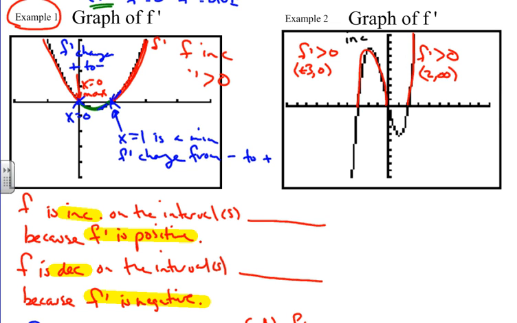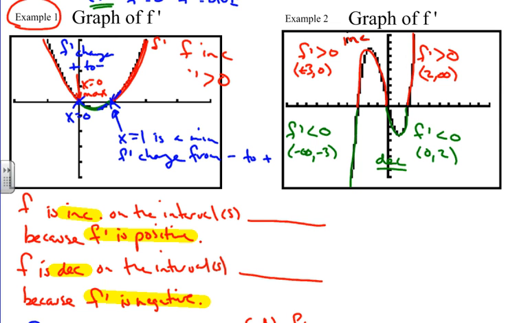Where do we see it's negative? It appears to be negative in this interval. F prime is less than 0 from negative infinity to negative 3. It is negative on this interval. F prime is less than 0 as well on this interval, which is from 0 to 2. So we identify where we have increasing and decreasing intervals: increasing in red, and decreasing in green.